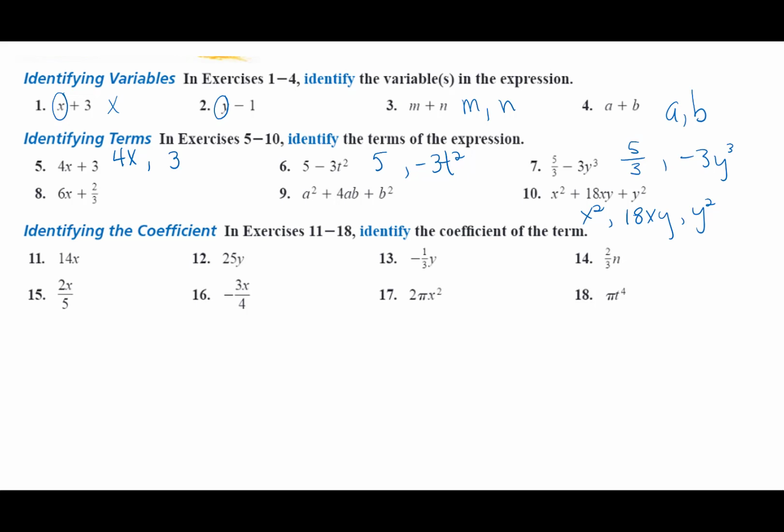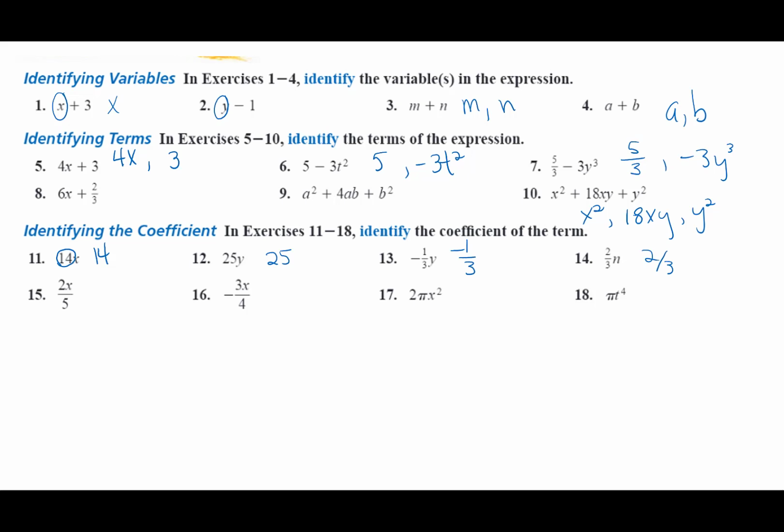The last word on this page I want to talk to you about is the word coefficient. Coefficient is the number that stands in front of the variable. Okay, so let's take a look at this one. 11, the coefficient is 14. So you would just type in 14 in the box. Across to 12, 12 is 25. 13 is the fraction negative 1/3. 14 is 2/3.